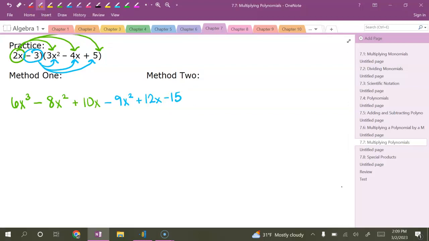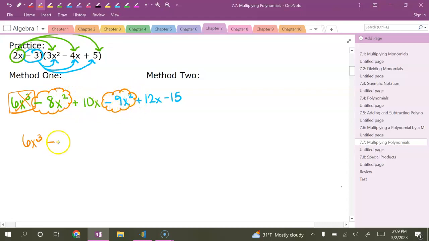Now I look for my like terms. 6x to the third is the only x to the third I see. Then I look for my x squareds. I have an 8x squared and a negative 9x squared. So that's negative 17x squared. Then we have 10x and 12x, which is 22x. And last is that negative 15. That goes down below.